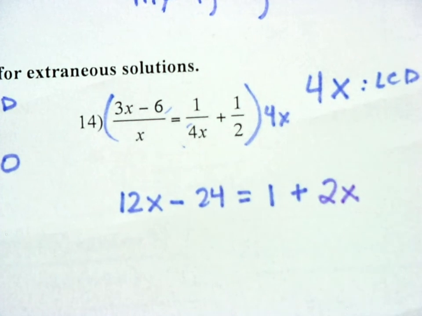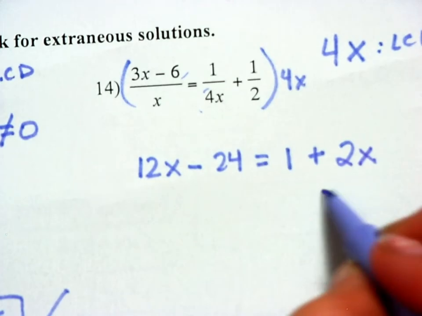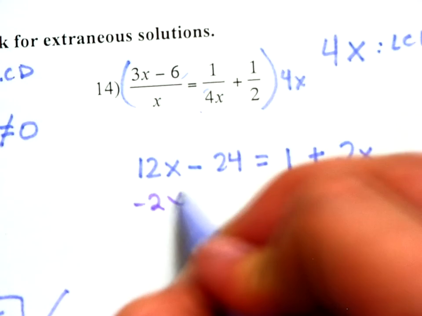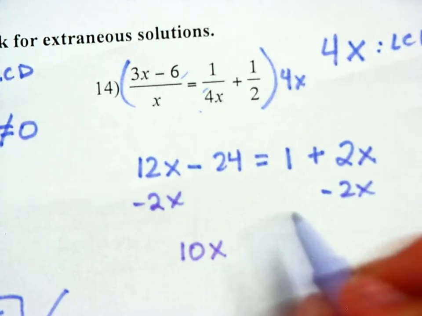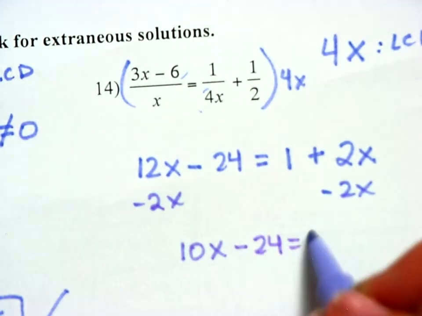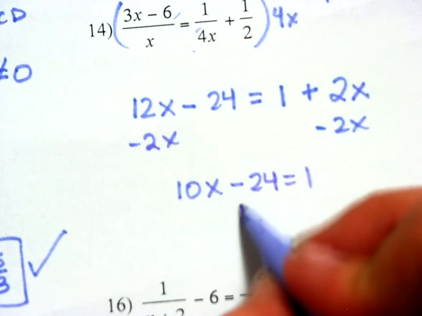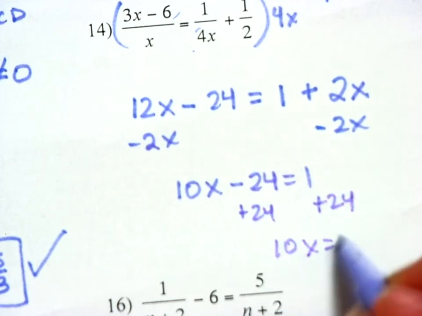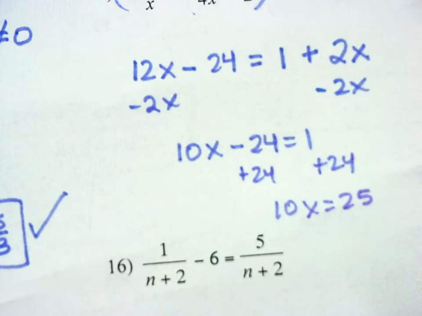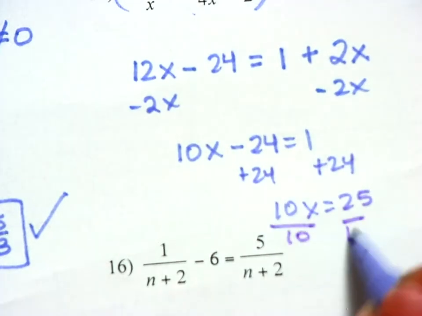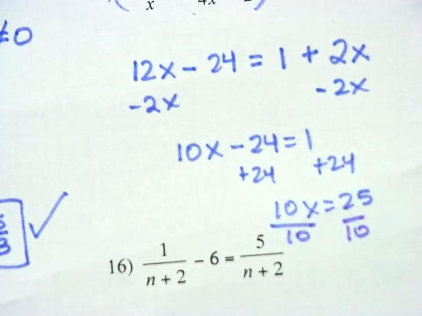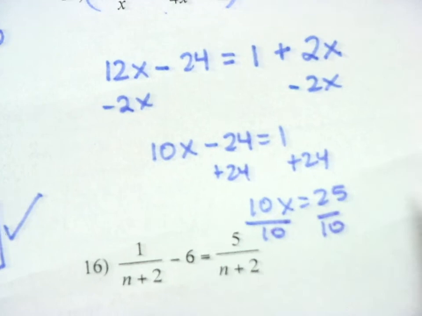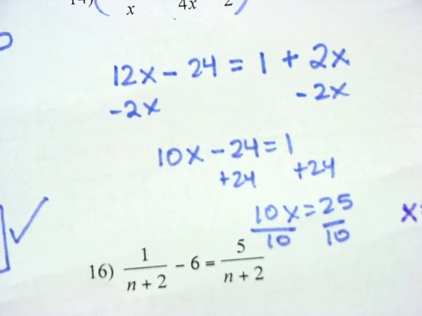All right, let's solve for x. I'm going to subtract 2x from both sides. I get 10x minus 24 equals 1. Add the 24. So I get 10x equals 25. And then divide both sides of the equation by 10. So it looks like we're going to get another fraction. We're going to simplify this fraction. So this is 5 over 2.